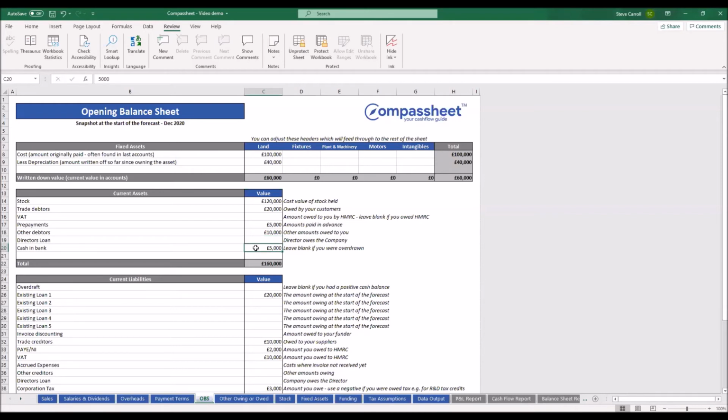And if we've got cash in the bank, so a positive cash balance, put it there. If we've got a little bit of cash, so a bit of petty cash in there, and then an overdraft, net those two off. You can't really have a cash in bank figure and a negative figure. It's one or the other. So net those off. So if you've got £1,000 cash and a £20,000 overdraft, put a £19,000 overdraft in there.